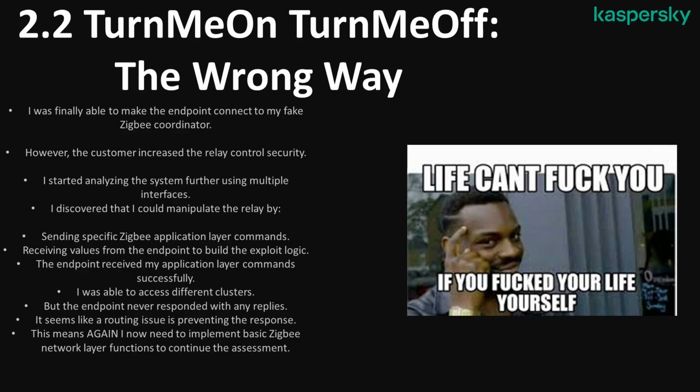But I sent the same packet from the first stage of our assessment, and the relay didn't answer me. And I don't have the coordinator to know what's happening. So we had to reverse the firmware, and we found out that the customer had upgraded the security of the relay. So now you should exchange a lot of values with the coordinator, which we don't have, or with the endpoint actually. And after that, you build your exploit.